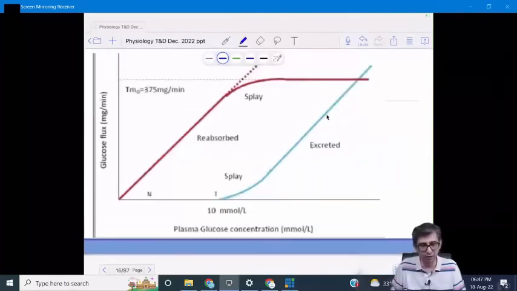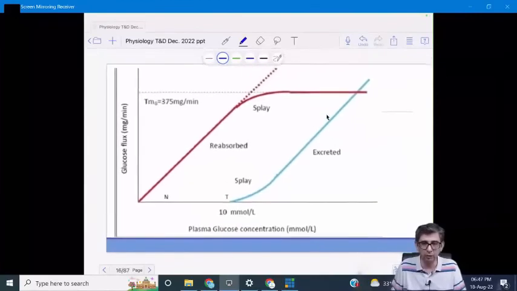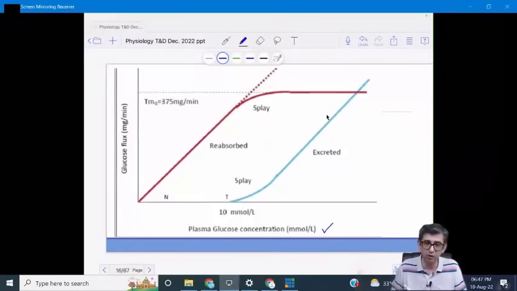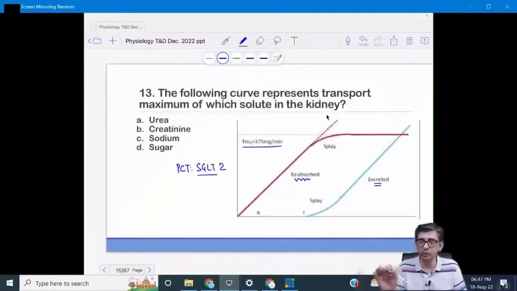This is the actual curve that is given in the book and was probably asked in the exam also. On the x-axis, it would be plasma glucose, and then on the y-axis would be glucose coming in the urine. So what we find is some part is excreted and some part is reabsorbed also. That reabsorption will cause no sugar to be present. Normal आदमी के urine में sugar नहीं होता.